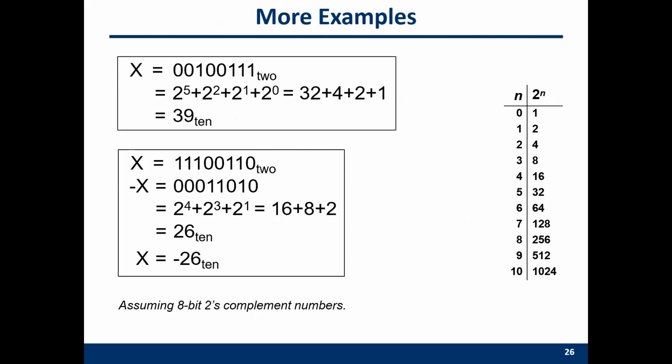Here is another example. Again, the first part is positive. Why? Because the most significant bit is 0. And this is 2 to 0, 2 to 1, 2 to 2. You have all these: 2 to 3, 2 to 4, 2 to 5. And then you just need to sum them together.